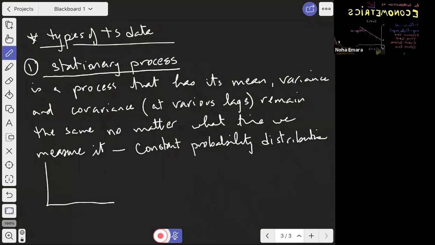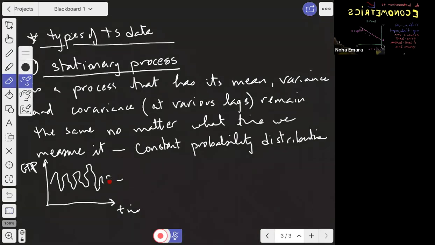So if you think of this variable as GDP, and I'm not saying that GDP is always stationary, I'm just giving you an example. So if this is GDP, and again, this is time, and the variable looks like this, it moves up, down, probably a little bit up, down, and so on. Or let me just make it strongly stationary, because we have different types of stationarity: strong stationary, weak stationary, and so on.